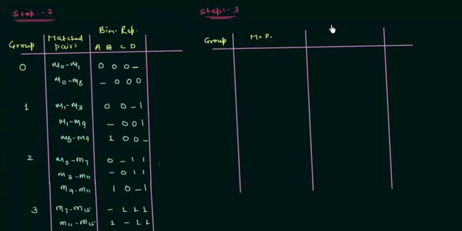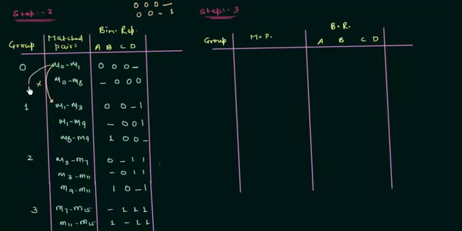Group, matched pairs, binary representation, A, B, C, and D. We will compare M0 M1 with M1 M3. M0 M1 is 0 0 0 underscore. M1 M3 is 0 0 underscore 1. So you can see that we have two variables changing, underscore 1, 0 underscore. So M0 M1, M1 M3 is not a matched pair.